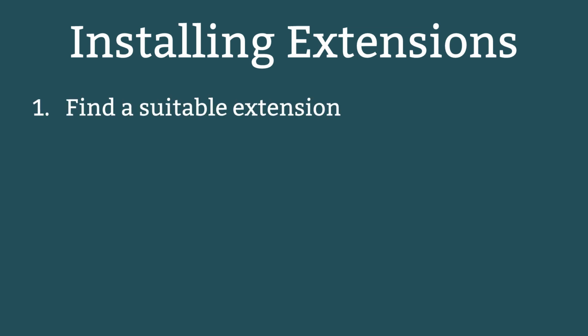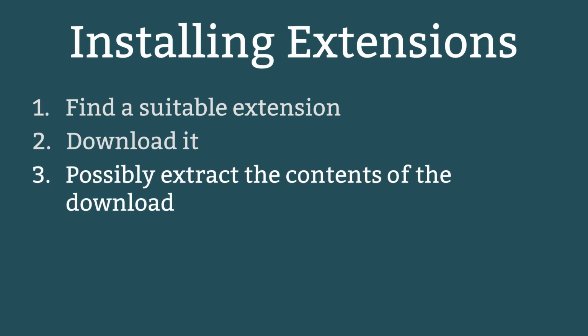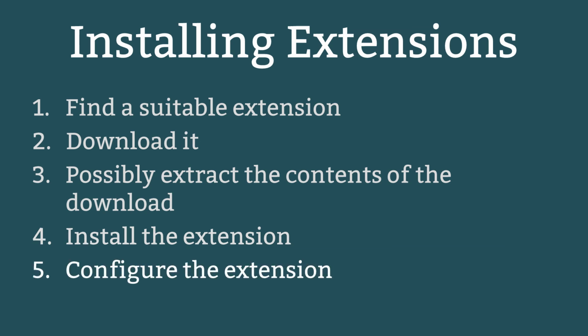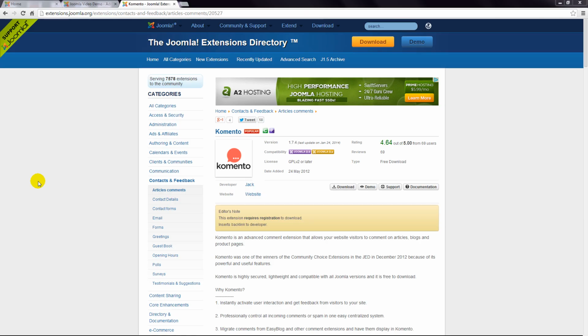The basic process is: 1. Find a suitable extension. 2. Download it. 3. Possibly extract the contents of the download. 4. Install the extension. And 5. Configure the extension. So let's look at an example.